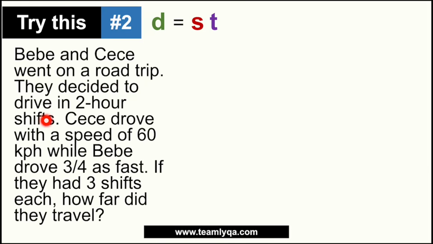They decided to drive in 2-hour shifts. CC drove with a speed of 60 kilometers per hour while BB drove 3/4 as fast. If they had 3 shifts each, how far did they travel?